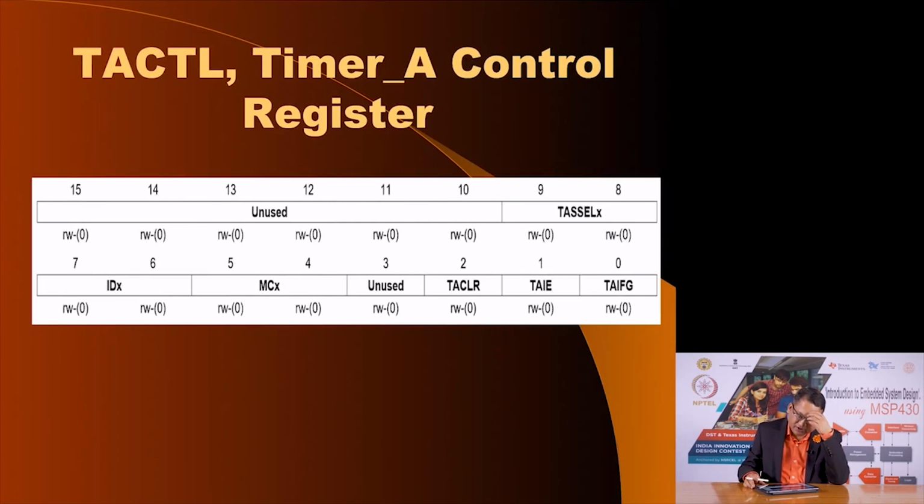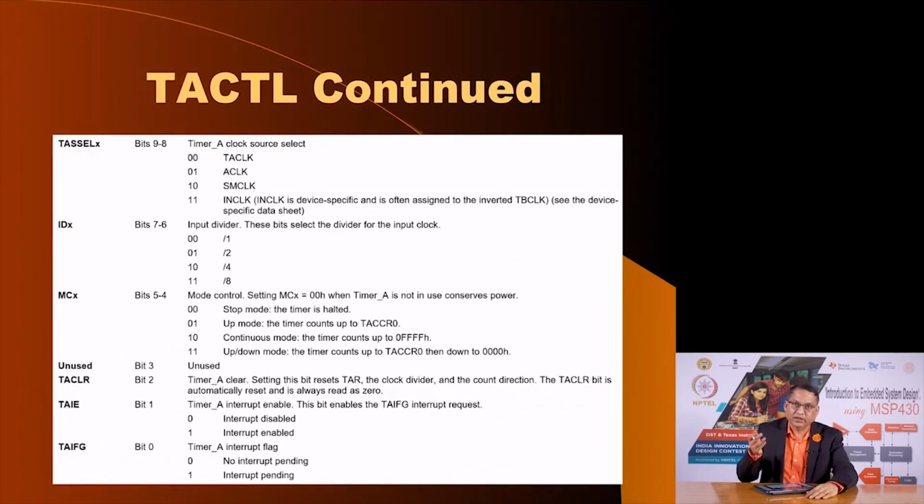Now, in the control register, these are the bits. Let us go through these bits relevant to the capture part. As I mentioned, we would like to select the source of the timer. Instead of being internal clock signals, we would like an external pin to provide the signal, and in this case we use these bits TASSELX and select this combination TACLK.